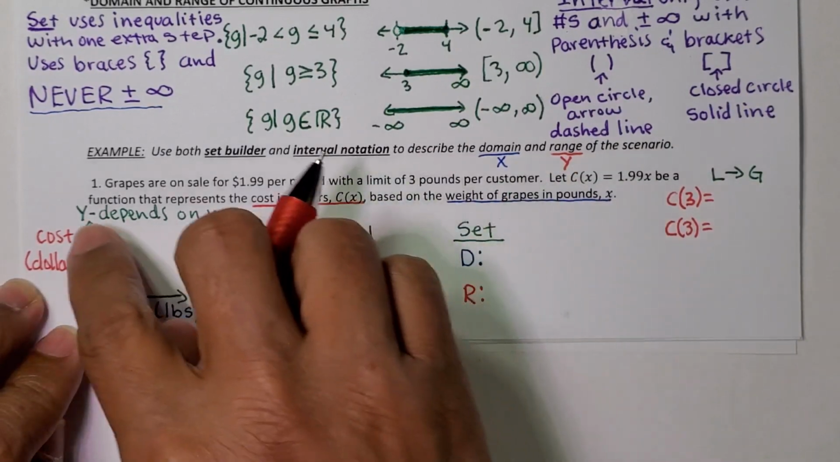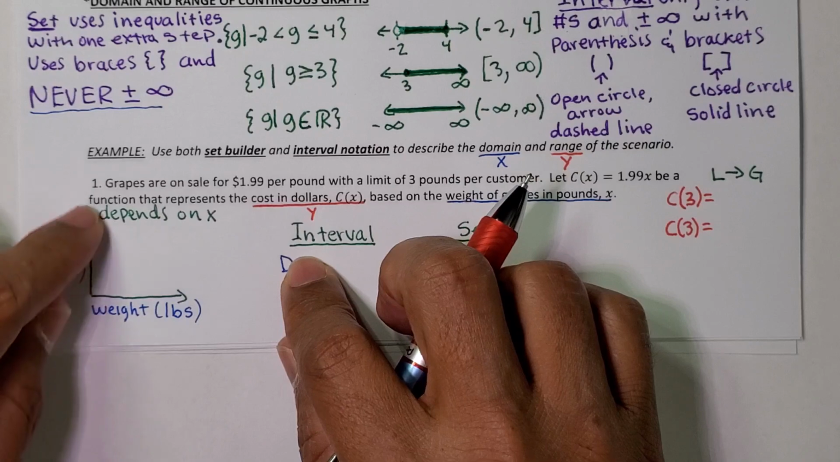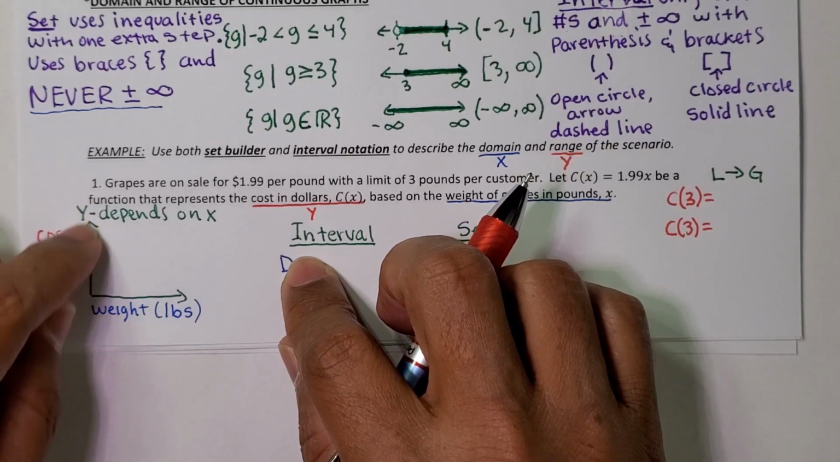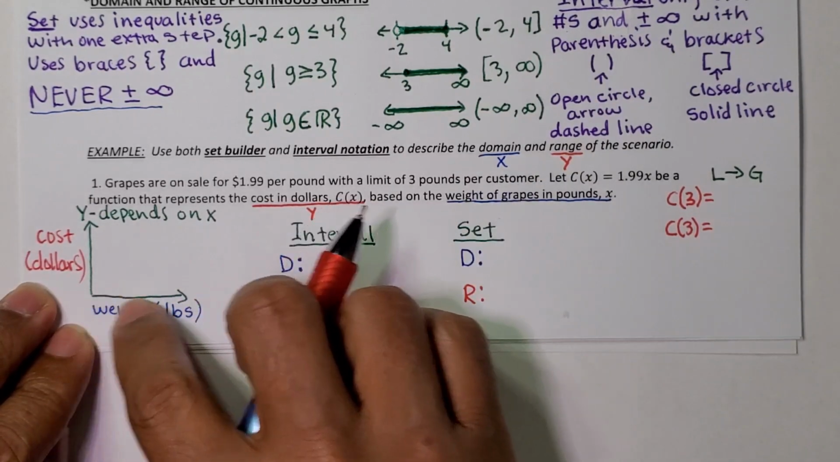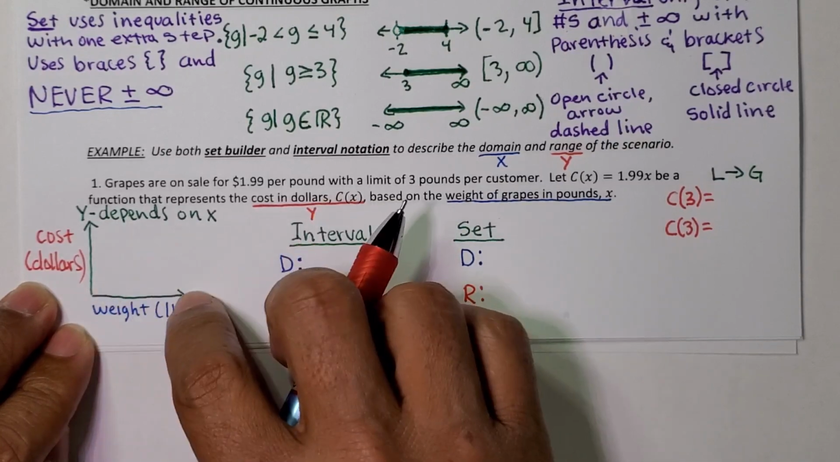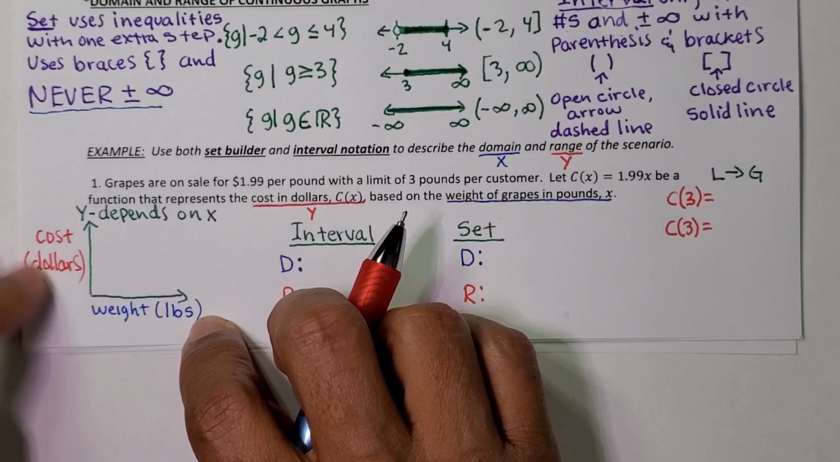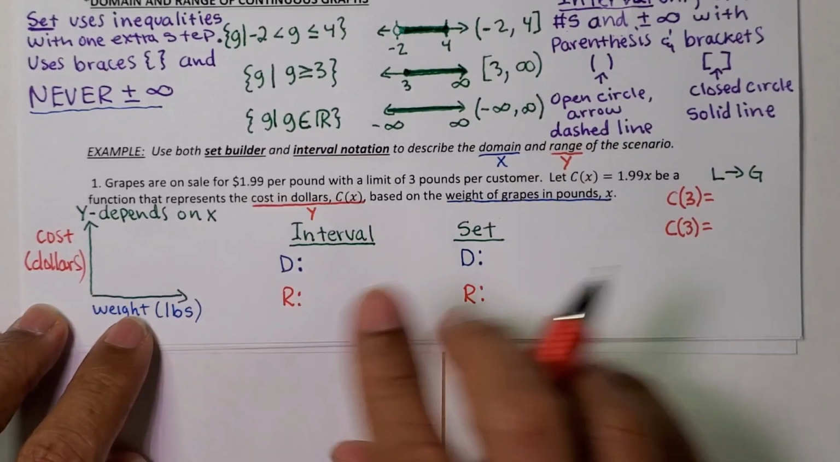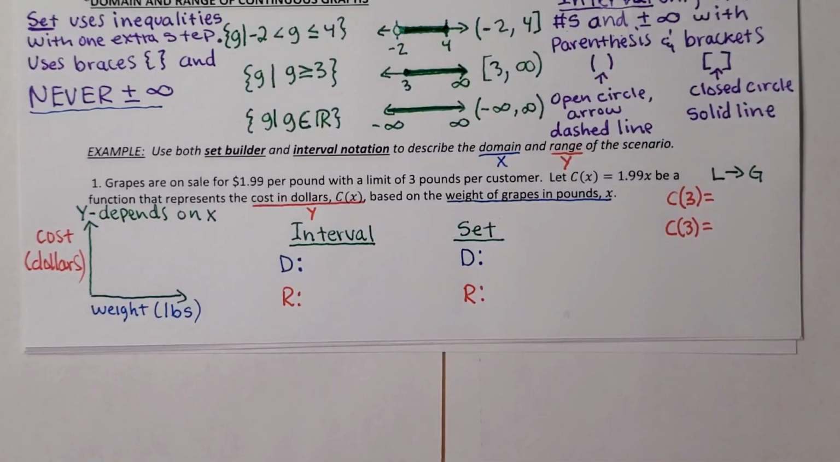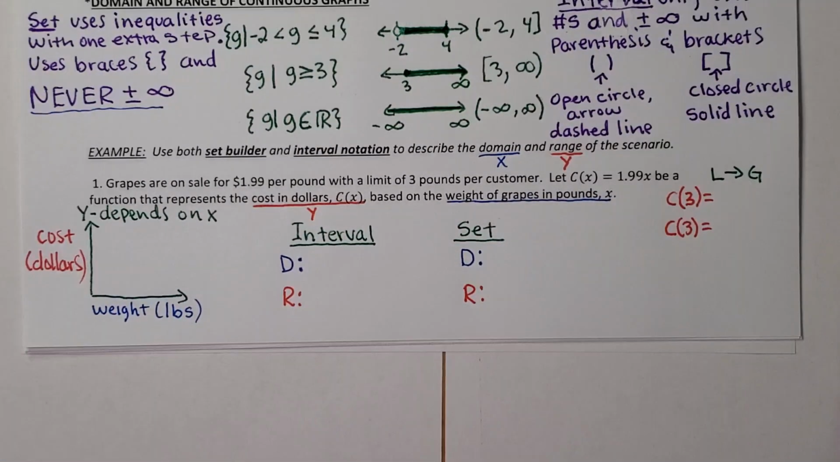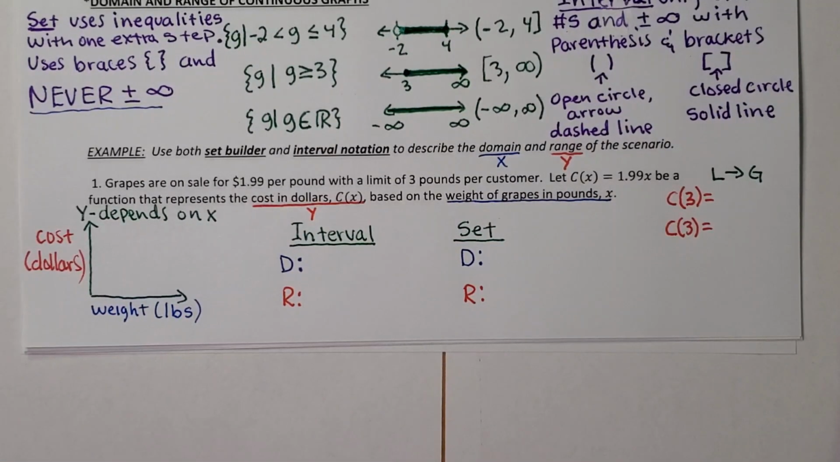So I'm giving you a graph here so you can see. So the cost is represented by this axis, which is the y-axis, and the weight is represented by x, which is given in pounds. Okay, so cost in dollars, weight in pounds. Now the question here is, how do we write this domain and range in the two different ways? So let's think about the domain.